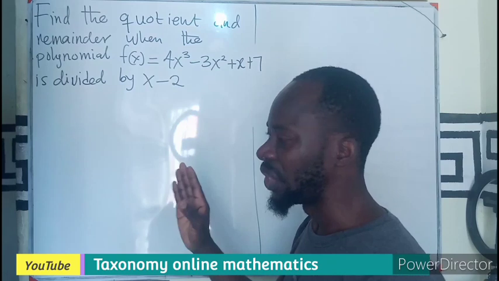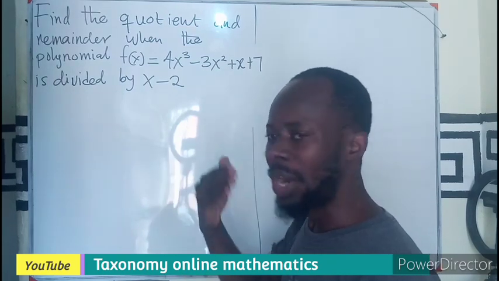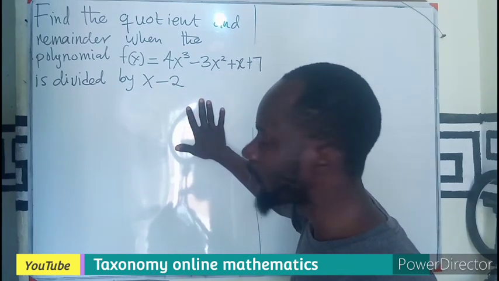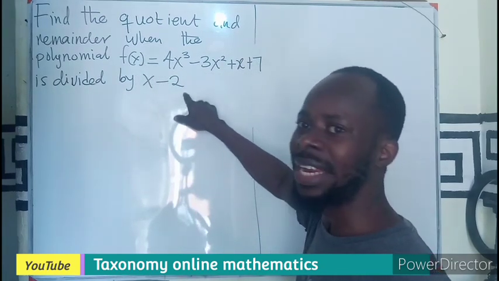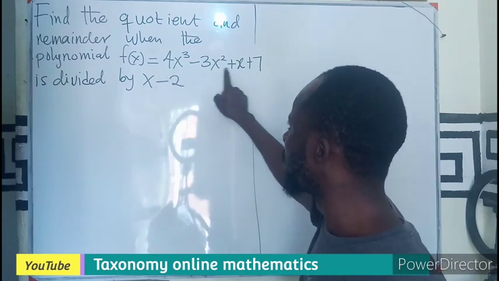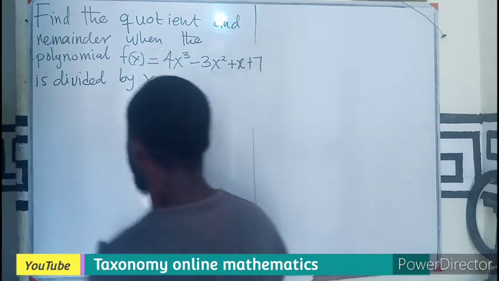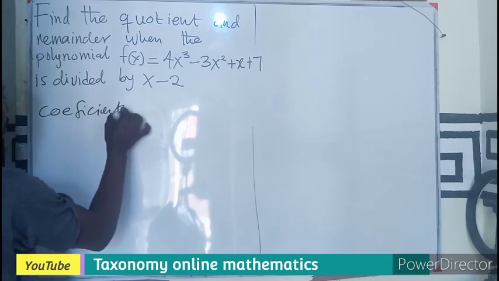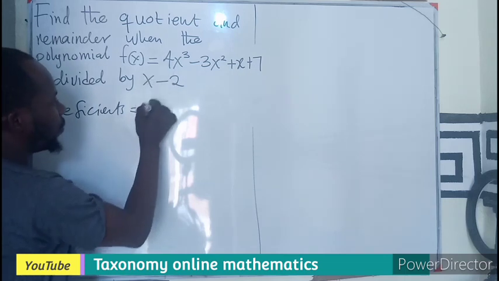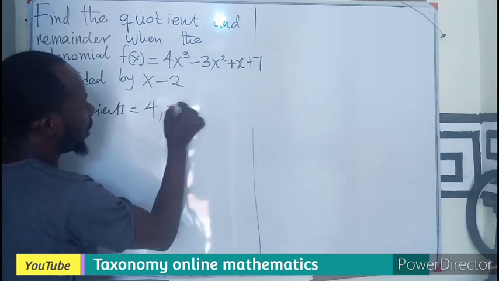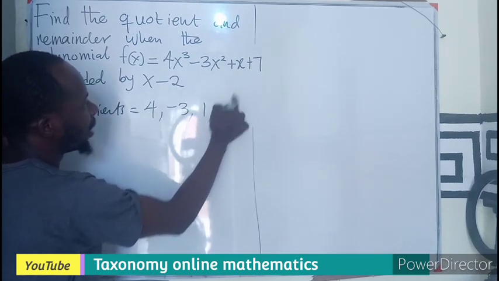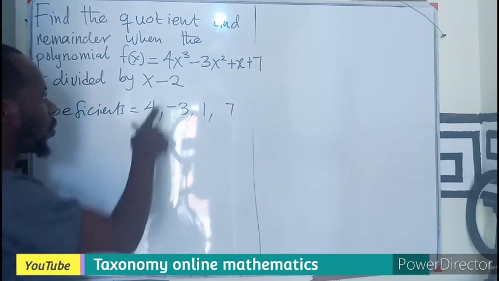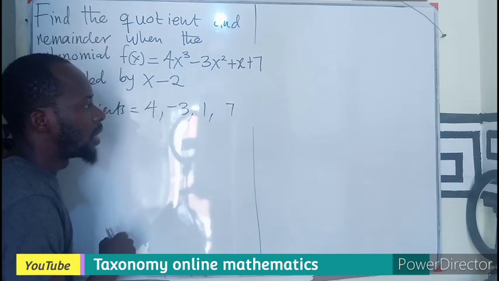We explained that division of polynomials is done in two forms: the long division approach and the synthetic division. Under synthetic division, we will still use the zero of the linear divisor and the coefficients of the function. The coefficients are going to be 4, -3, 1, and what? 7. These are the constant terms. So we are picking the constant terms out there.